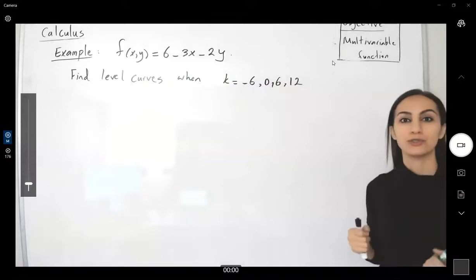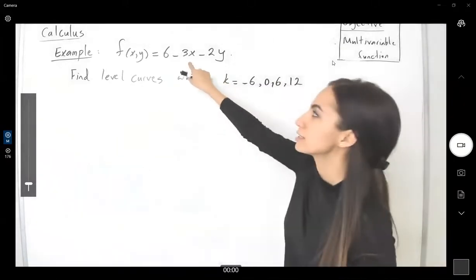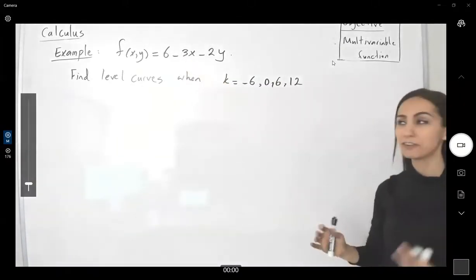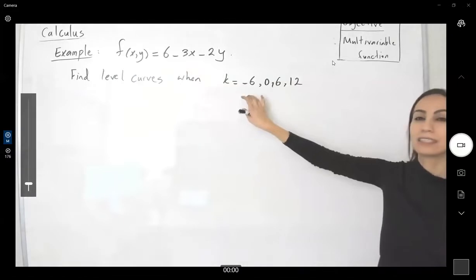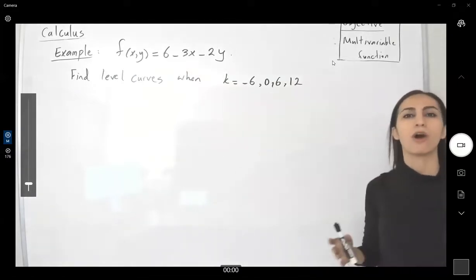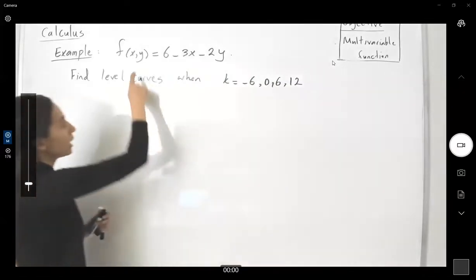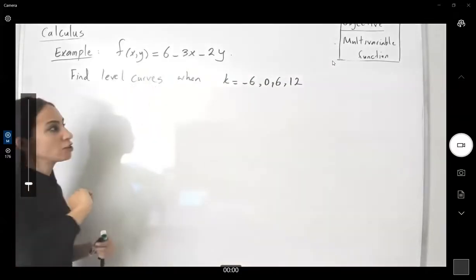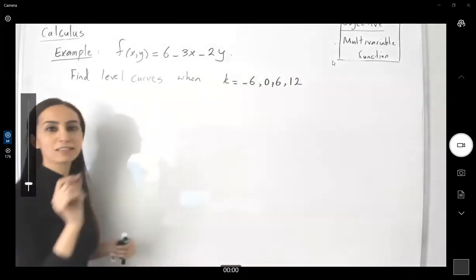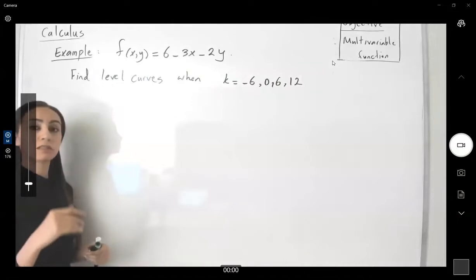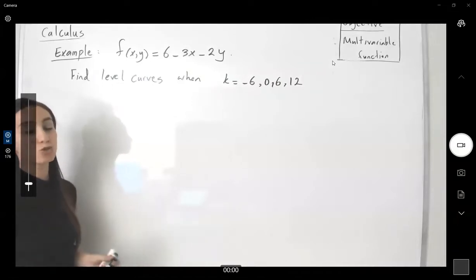So what are we trying to do? We're trying to analyze this graph by looking at the level curves. What are the curves that you get when you slice some planes with the graph of this function, when k is fixed, negative 6, 0, 6, and 12.